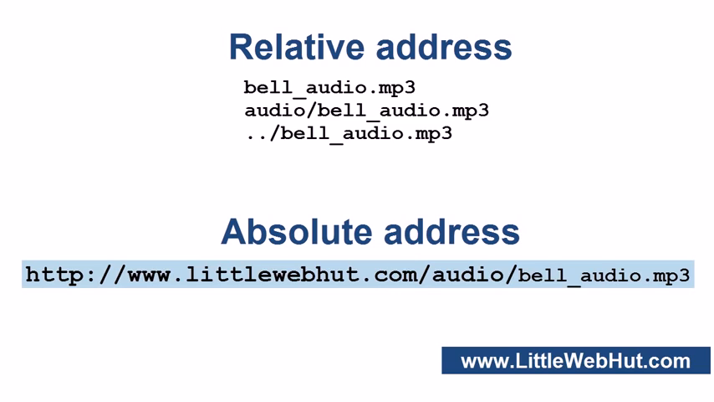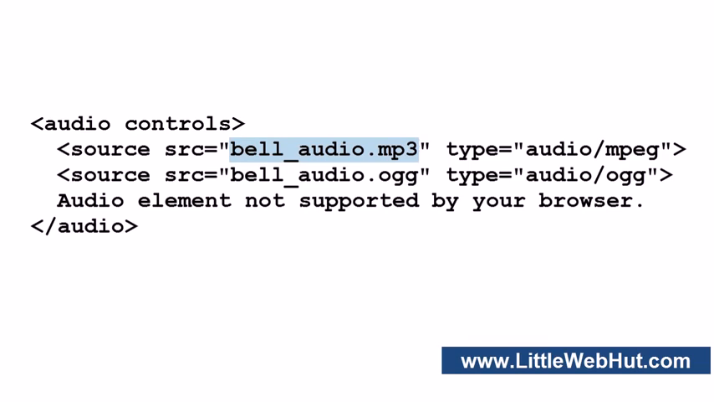An absolute address needs to start with the protocol, which is typically HTTP, and that needs to be followed by a colon and 2 forward slashes. An absolute address can point to your own website or to a different website. In this example, I'm using a relative address. I'm also using the type attribute. This is an optional attribute that can help the browser to determine if it can play the audio file before it's loaded. You'll notice here after the source element that I added some text. This text will be displayed in browsers that do not support the audio element.